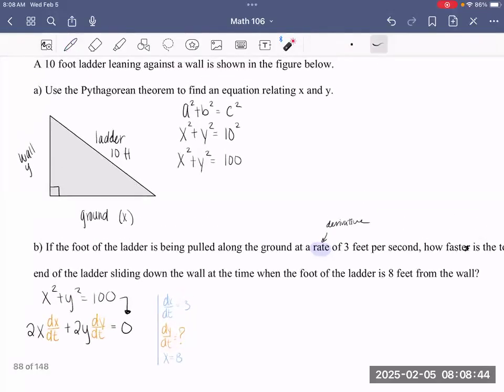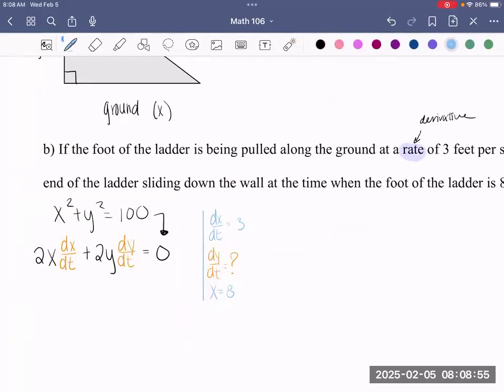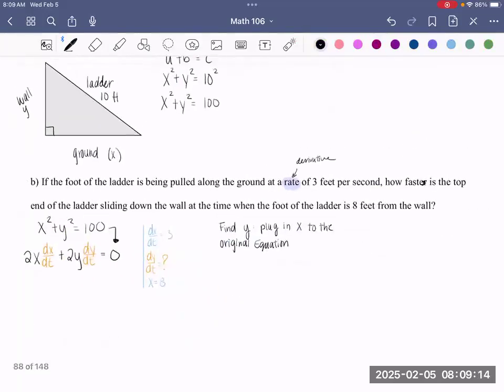Well, you have lots of equations. Which one will give you the position of y? Well, the one up here will give you the position of y. You know what x is. You now need to figure out what y is. So to find y, plug in x to the original equation. Always, we do that time and time again.